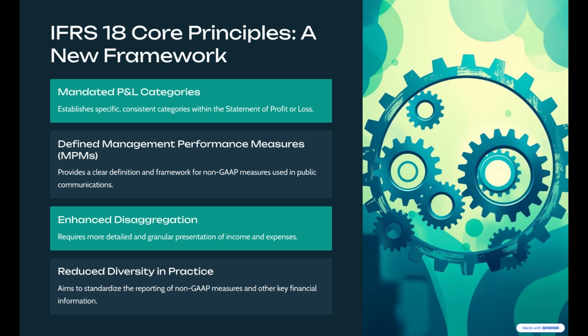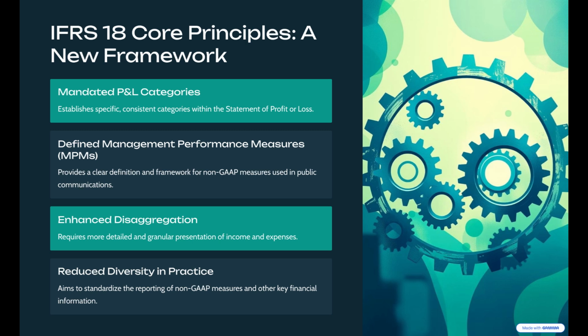2. Defined Management Performance Measures, MPMs. Many companies report non-GAAP or custom performance metrics, like adjusted EBITDA, in their communications with investors. While these measures can be useful, they often lack consistency and transparency.